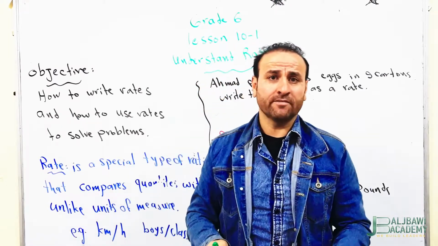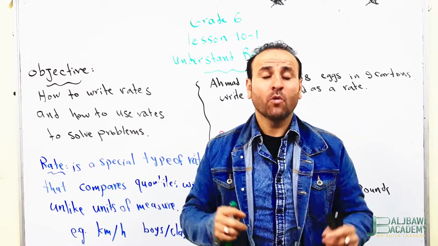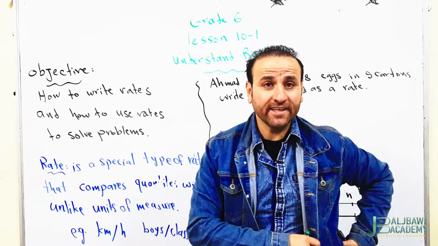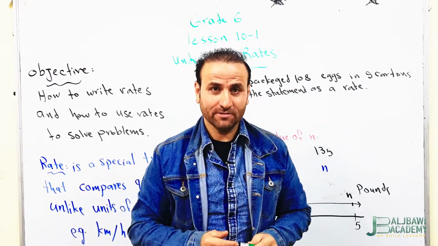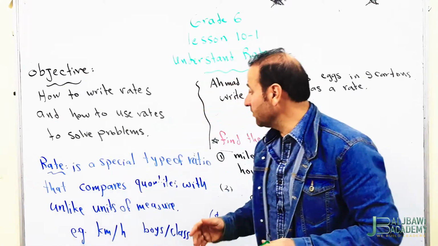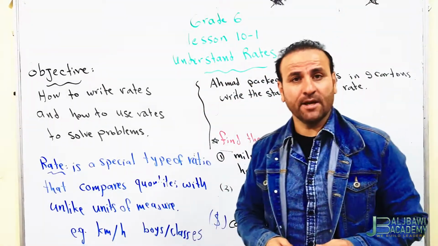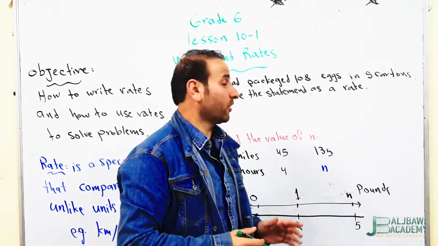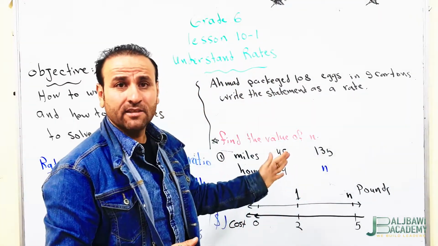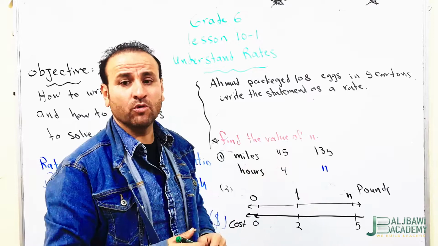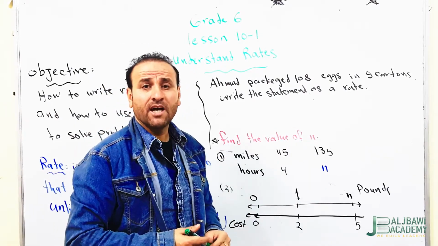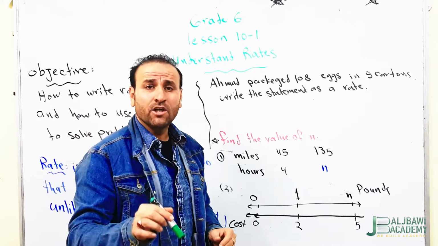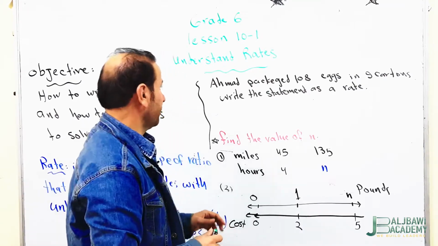So we are comparing or relating two quantities of different units of measuring. So our objective today will be to understand what a rate is, how to write a rate, and how to use rates to solve some questions. Here I will show you two examples. One example for how to write rates, just comparing the two quantities. And in the other example, I will show you how to use rates to solve some problems.